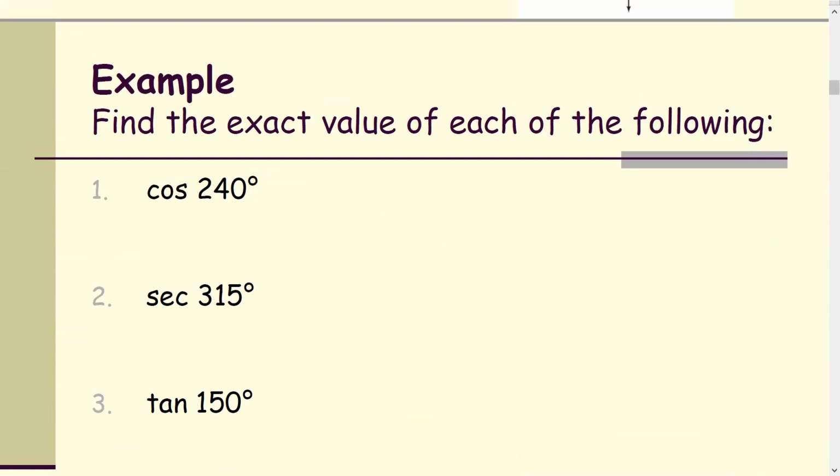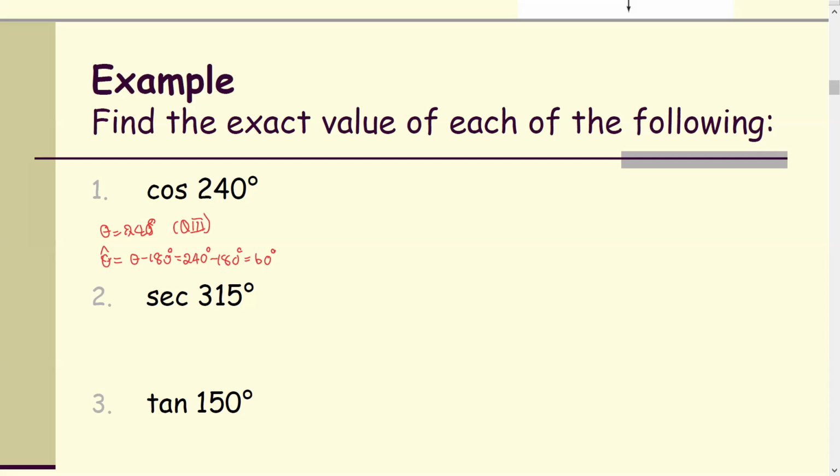For example, find the exact value of each of the following functions. Number 1, the cosine of 240 degrees. Theta is 240 degrees. It is in quadrant 3, and then we find theta hat. Theta hat in quadrant 3 is calculated by theta minus 180 degrees. Therefore, the reference angle is 240 degrees minus 180 degrees, or 60 degrees.